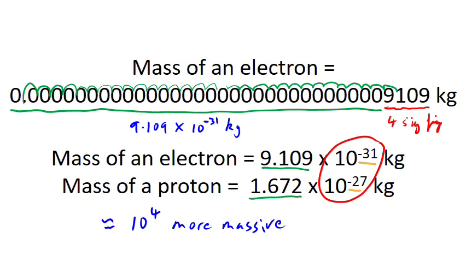We can just look at the order of magnitude for these things. The order of magnitude, remember, tells us about the size, and the coefficient part tells us about the number of significant figures. Both of those are measured to the same accuracy.